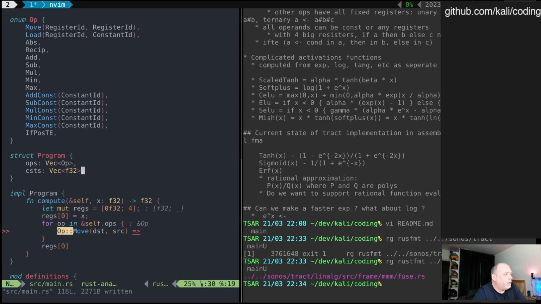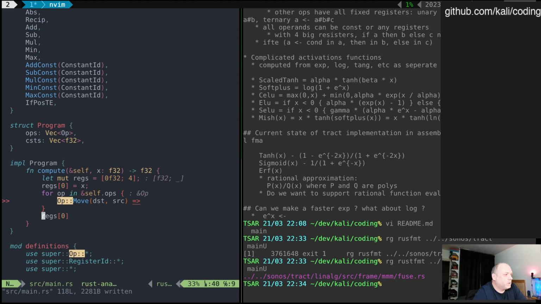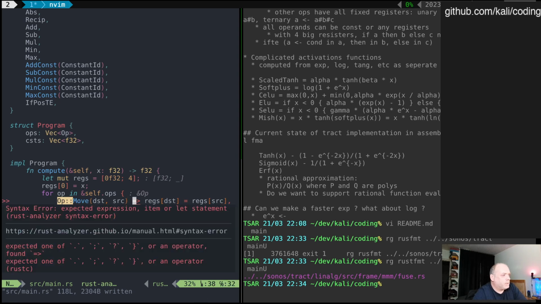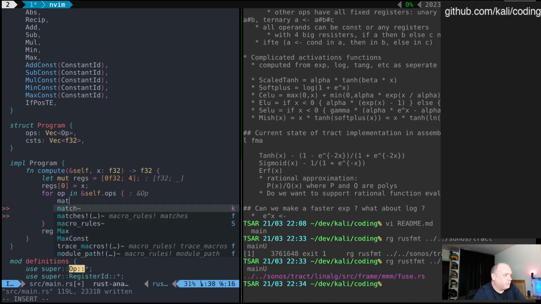Okay, I want to cast this once. Basically what I want is this. I'm not sure if this is correct, but I'm gonna try it anyway. Is it working? So can I do regs of dest equals regs of source? What is this? It's not happy. We will do something ugly for now. Yes, of course, match op.